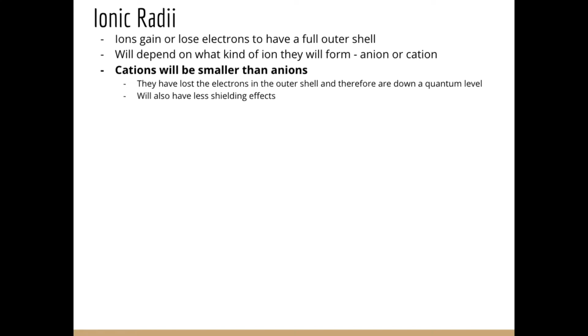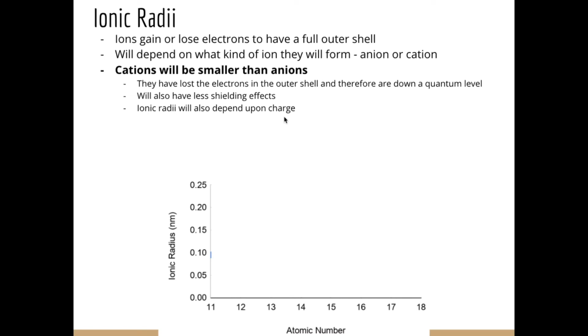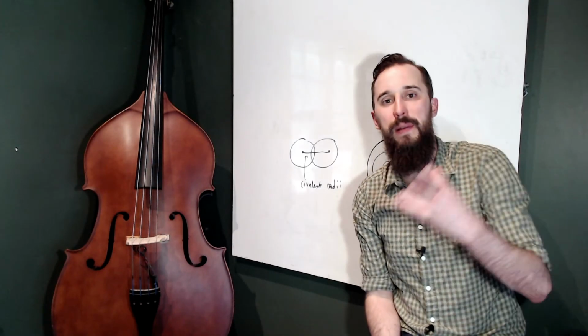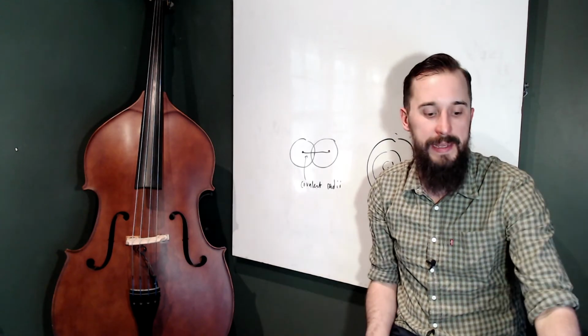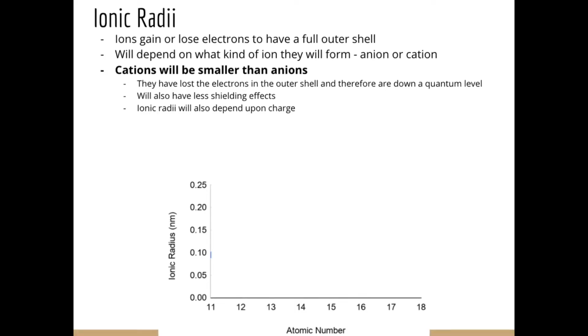We're going to have less of a quantum level because we've lost that outermost quantum level, and we will also have less shielding effects because we now have fewer electron shells. And the ionic radii will also depend upon the charge that the ion forms. So if we form a +1 ion, a +2 ion, or a +3 ion, for those electrostatic reasons that I talked about in the atomic radii section.